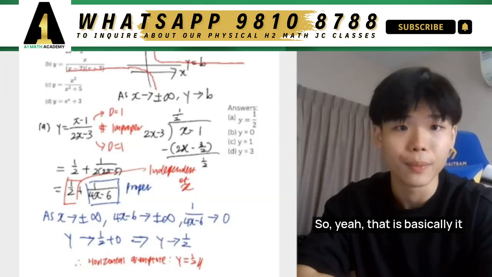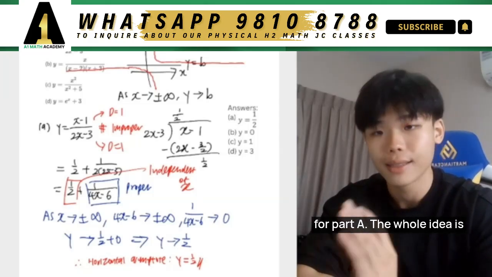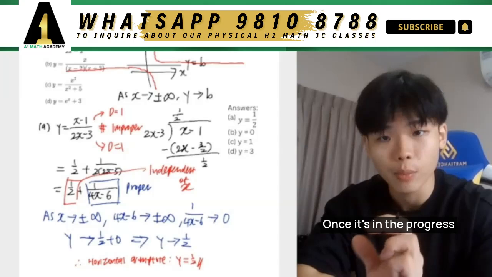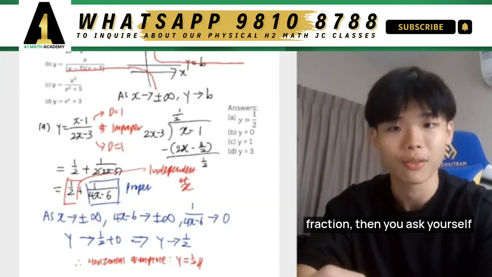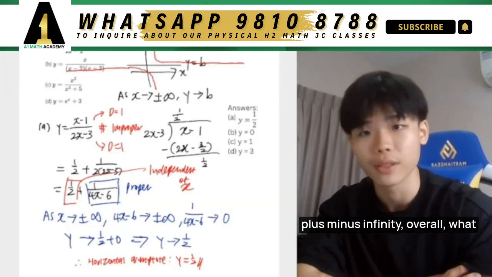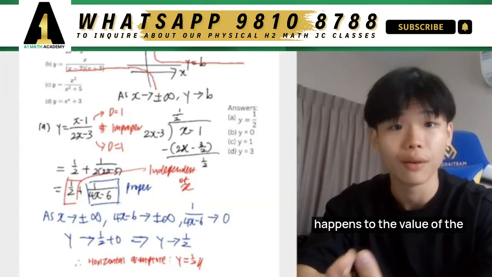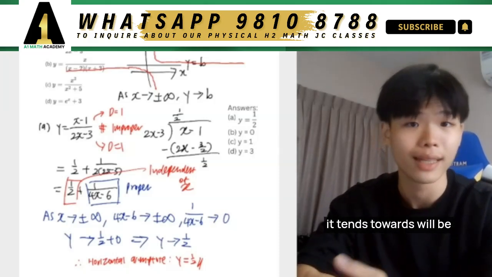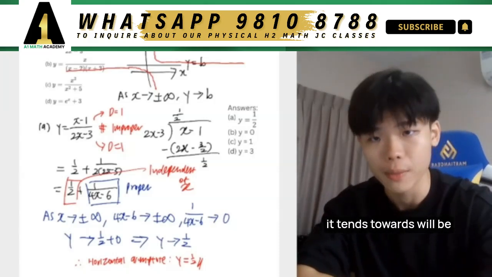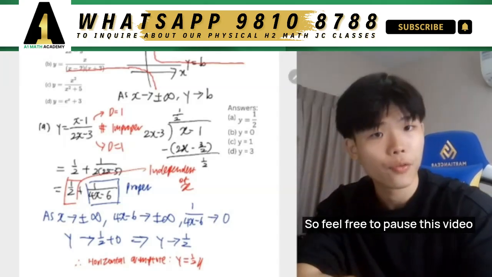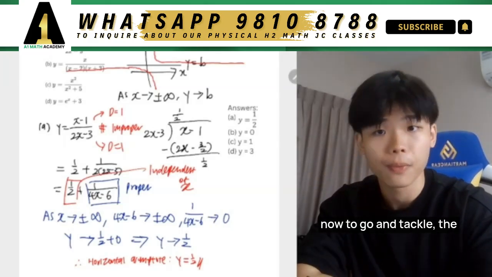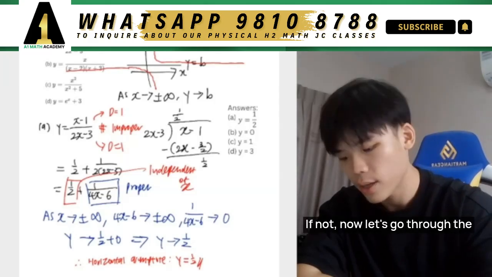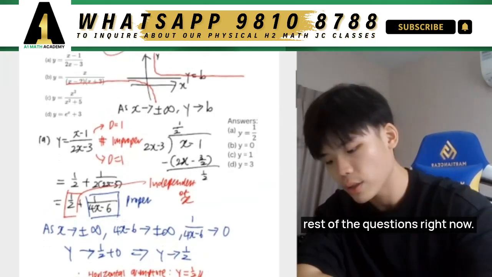So that is basically it for part A. The whole idea is always reduce your fraction to a proper fraction first. Once it's in a proper fraction, you ask yourself, as the x value tends towards plus minus infinity, what happens to the value of the whole equation? What value does it tend towards? The value that it tends towards will be the horizontal asymptote. Feel free to pause this video now to go and tackle the rest of the questions before I run through them with you. If not, let's go through the rest of the questions right now.